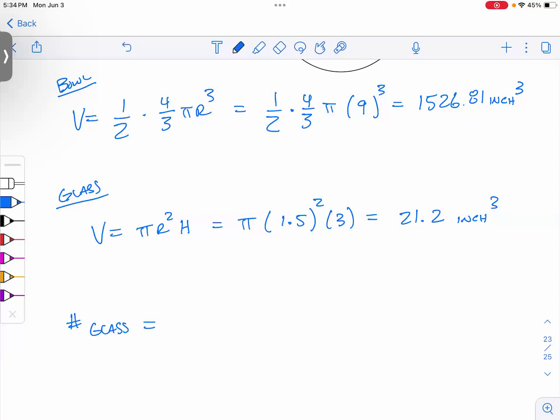Then in order to find how many glasses we could fill, you just need to see how many times each glass fits in the punch bowl. That number would be 1526.81 divided by 21.2, which gives us 72 glasses.